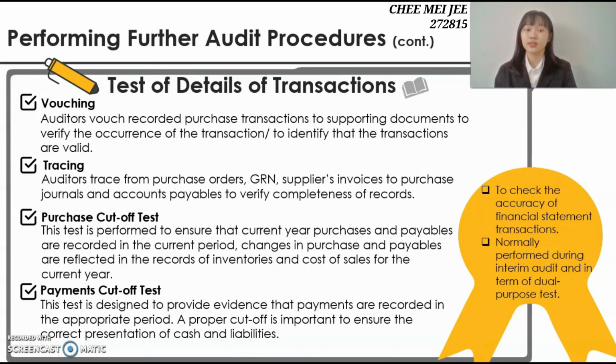Purchase cut-off test is performed to ensure that the current year purchases and the payables are recorded in the current period. This test is performed by obtaining the number of the last goods receipt note for the receipt of the year. Later on, select a sample of goods receipt notes before the last number and match with the purchase order date to ensure that the purchases are recognized in the current year, and also check the agreement with entry in the purchase journal to ensure that they are recorded in the current year. After testing the current year, a sample of goods receipt notes after the first goods receipt note for the subsequent year also needs to be tested to ensure that it is recognized and recorded in the subsequent year.